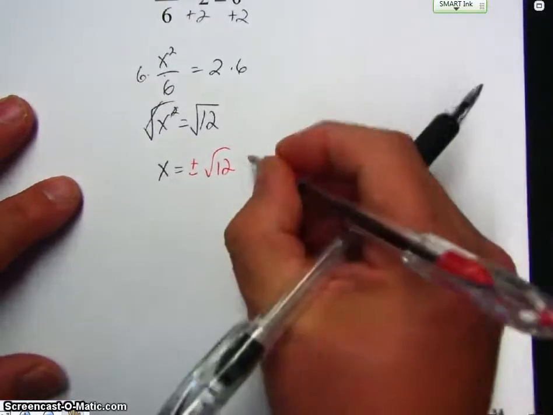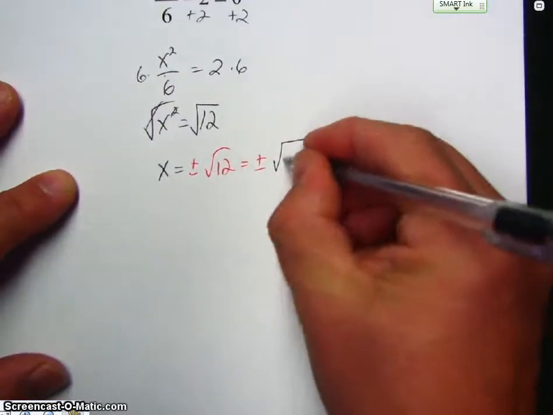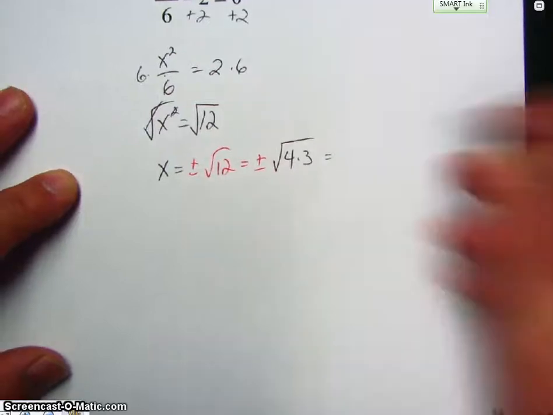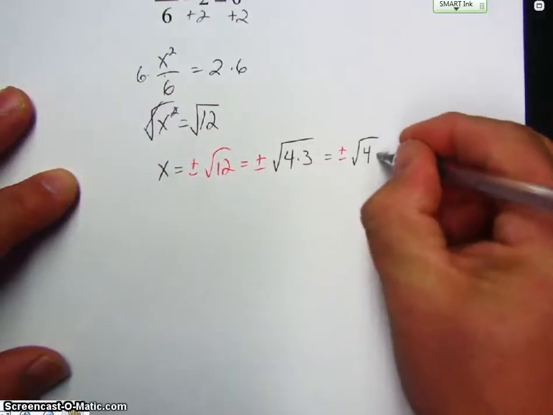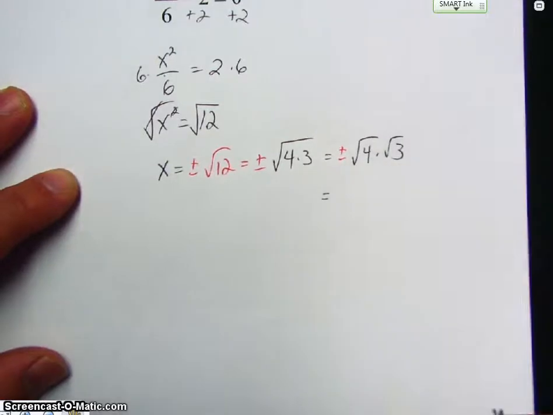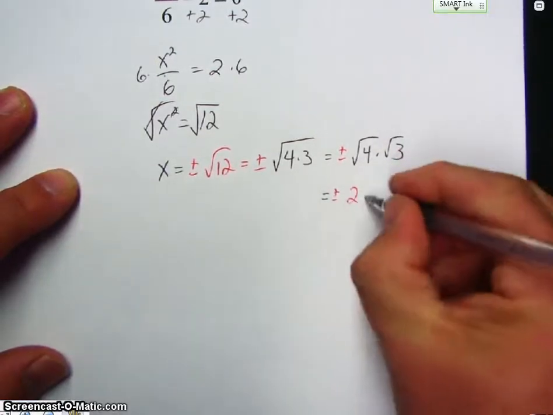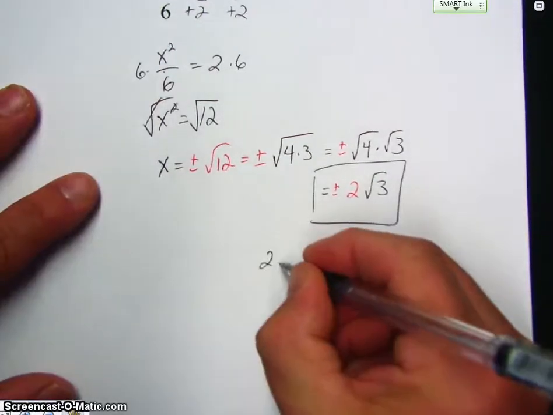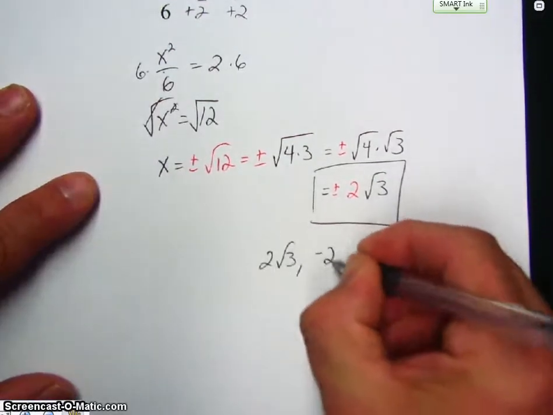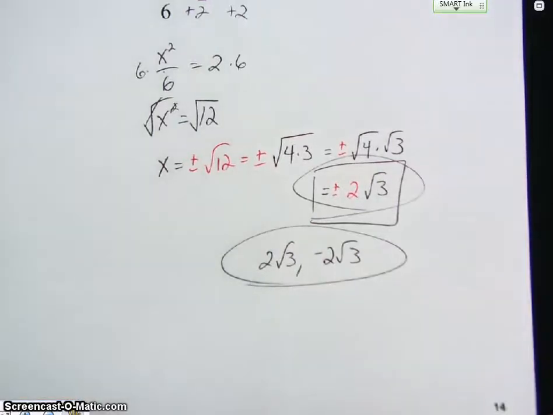Now we just simplify. All right, so this now becomes plus and minus square root of 4 times 3, which is plus and minus square root of 4 times the square root of 3, equals plus and minus 2 square root of 3. And again, just to let you know, your answer means this as well. So either way, you can write your solutions.